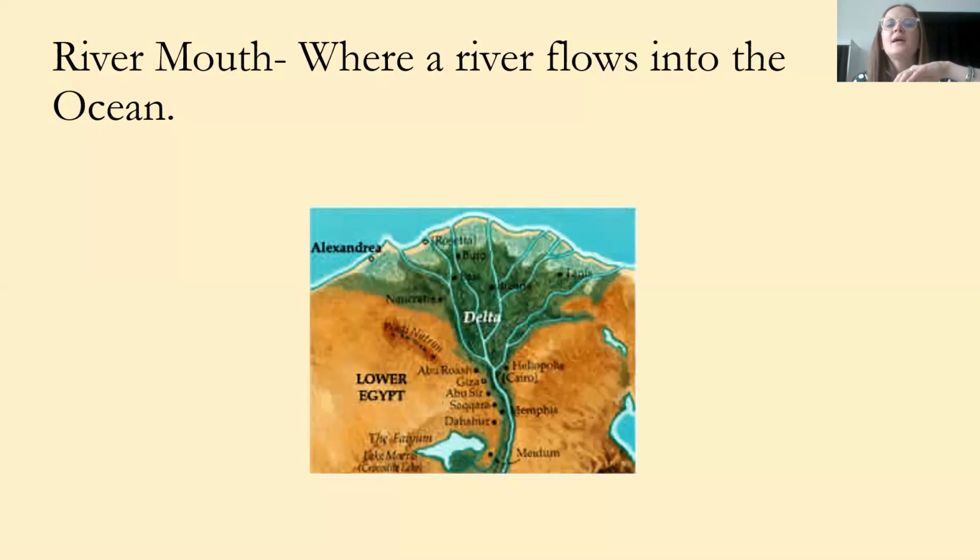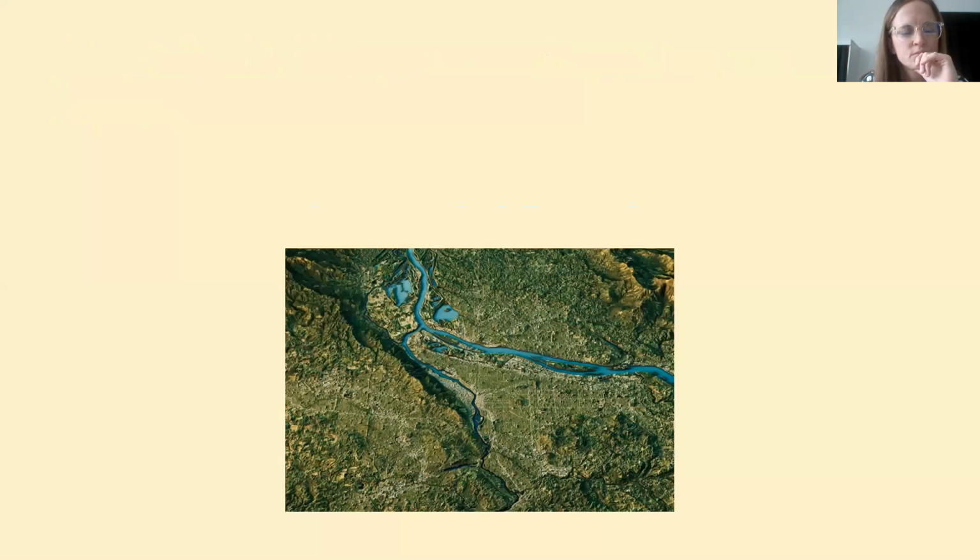And that is where a river flows into the ocean. So where it opens up, just like your mouth opens up, if you can imagine, the river, like the River Nile, would flow into the ocean. And that's what we call the river mouth, where it finally flows into the ocean.